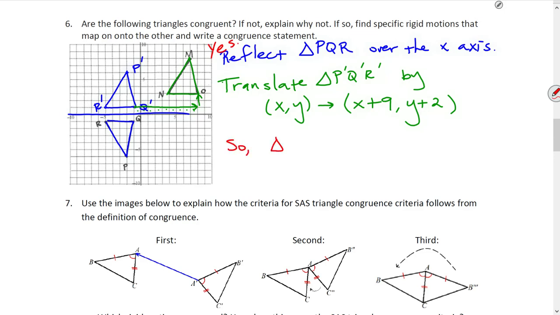So triangle PQR is congruent to triangle. Now the correspondence is P maps to M, Q maps to O, and R maps to N. Okay? And the reason is, I'm not going to write it out here, but I found rigid motions that map one onto the other. That's the definition of congruence.